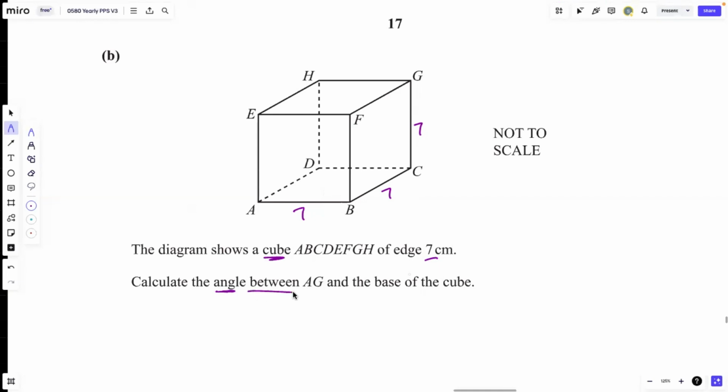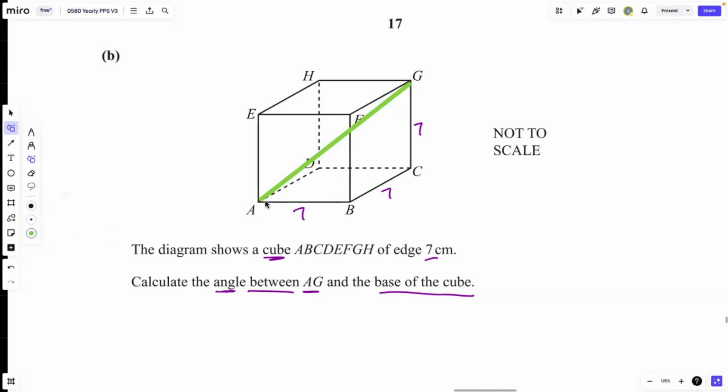Calculate the angle between AG and the base of the cube. The base is a square base here, obviously. This is A, B, C, and we need to calculate the angle AG makes with it. So the first thing we need to do is connect A and G here. And now we need to connect them with the base.